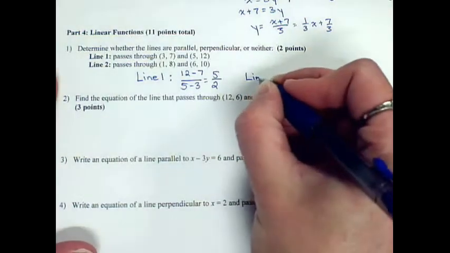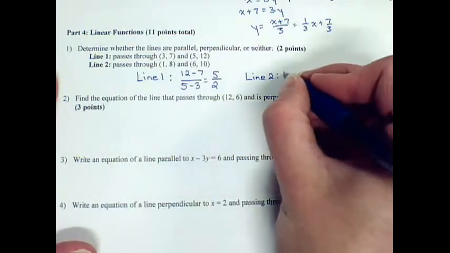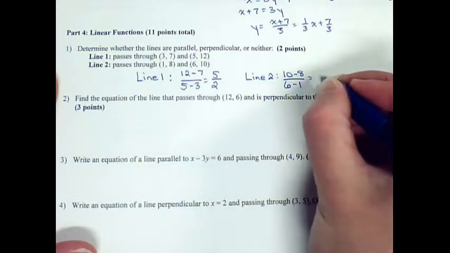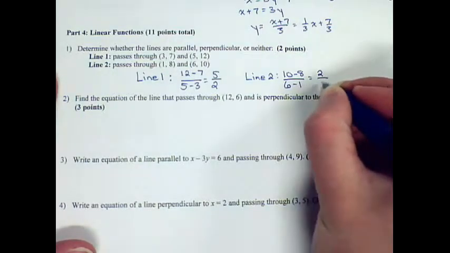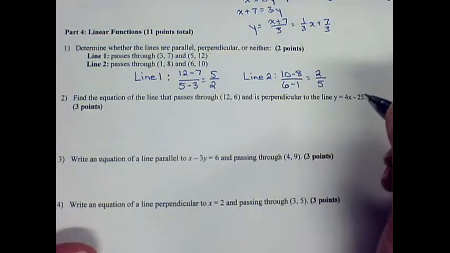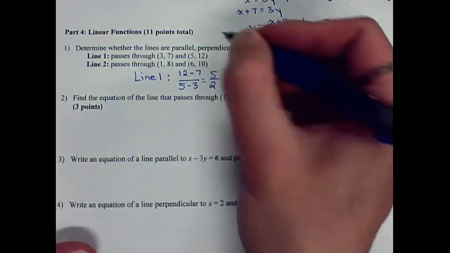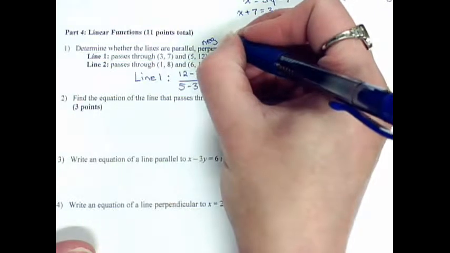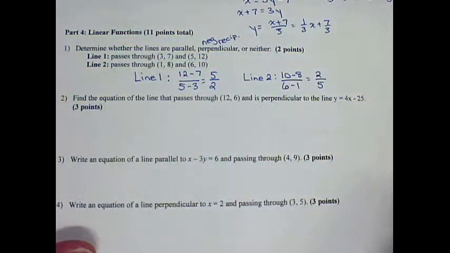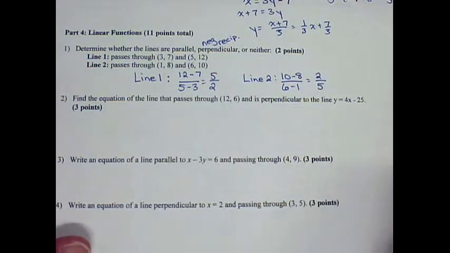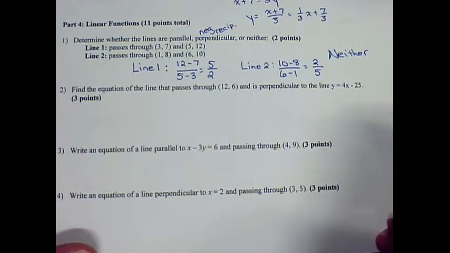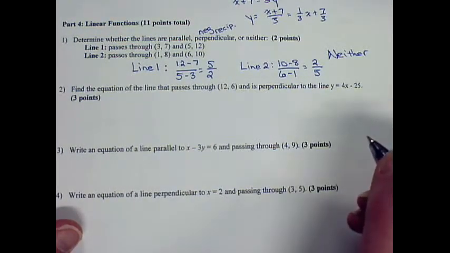Now, let's look at line 2. 10 minus 8 over 6 minus 1. 10 minus 8 is 2. 6 minus 1 is 5. Now, for parallel, they'd have to be the same. They're not. Perpendicular, wasn't that negative reciprocals? Are those negative reciprocals? They're reciprocals, but they're not opposite signs. So this is neither. All right, so negative reciprocals.